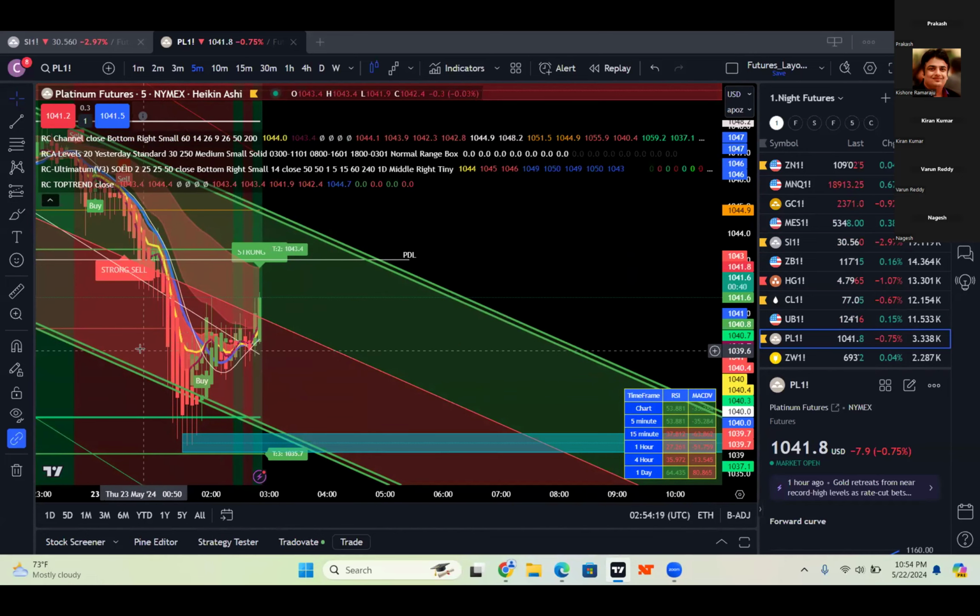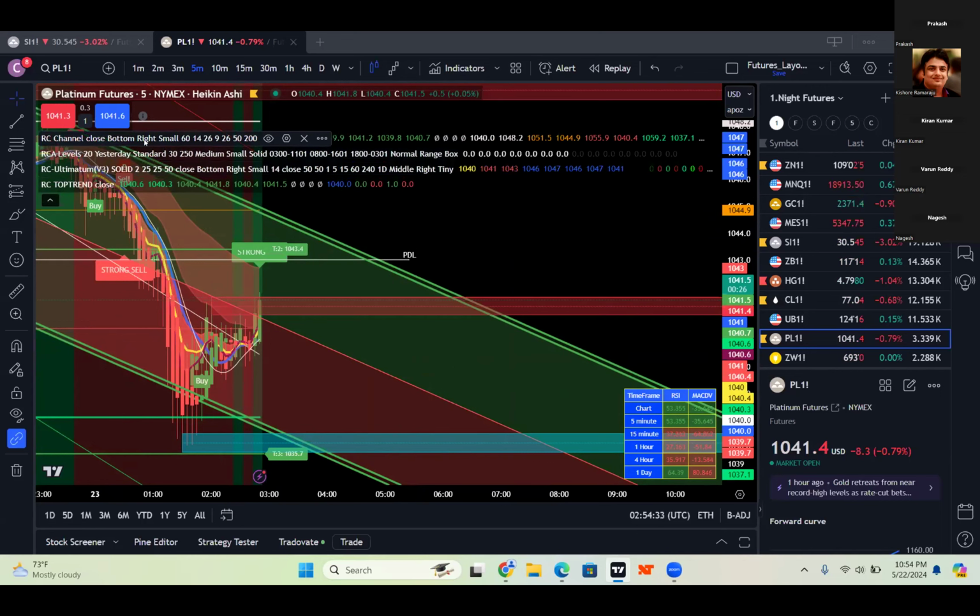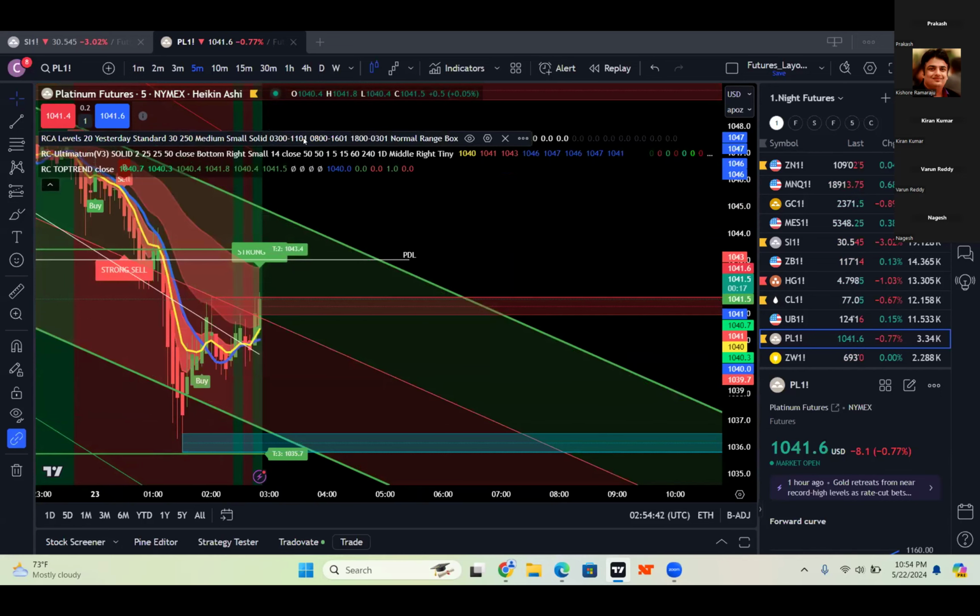The color is very light. Can you go to the settings of the ultimate one? Or that RC channel, you don't need it, right? Maybe you can remove or hide it. Yeah, remove that. Okay, so now you can see only one candle. You don't have double.